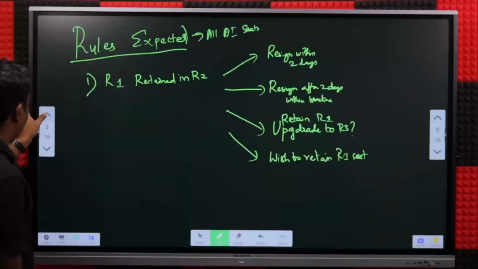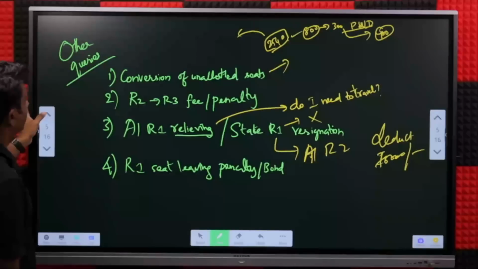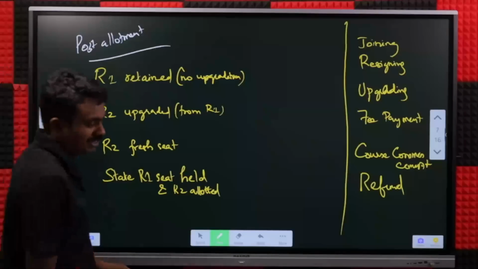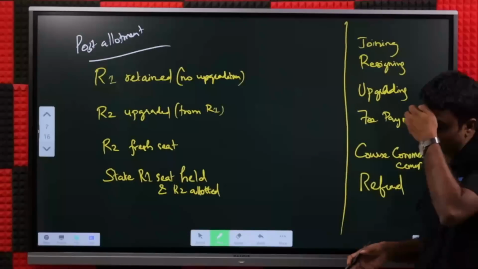So now we have completed this entire part on the rules etc. of All India, and all the basic queries. We'll come to post allotment, what needs to be done. This is post allotment, we are covering it now, but this will be helpful basically.